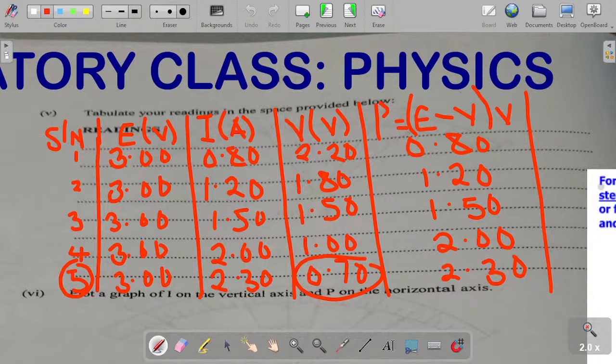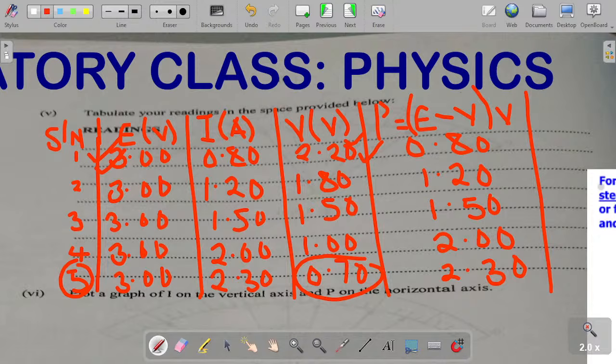What is my E now? The first E is what? Is 3. My V is what? 2.2. So it's 3 minus 2.2. That will give us 0.80. Then 3 minus 1.8, that will give us 1.2. 3 minus 1.5, that will give us 1.5. 3 minus 1, that will give us 2. 3 minus 0.7, that will give us 2.3. Is it clear? Yes, sir.